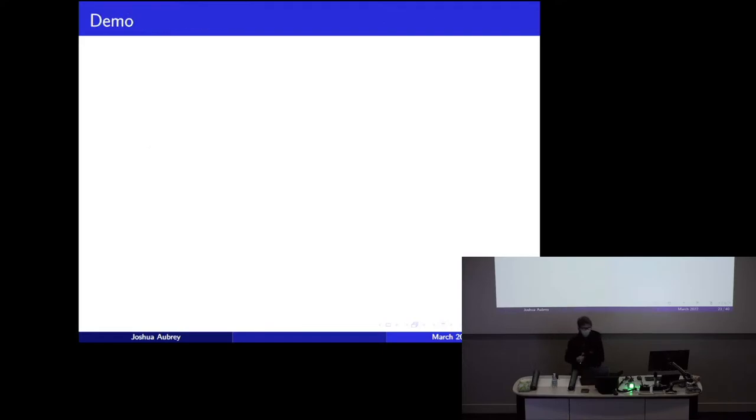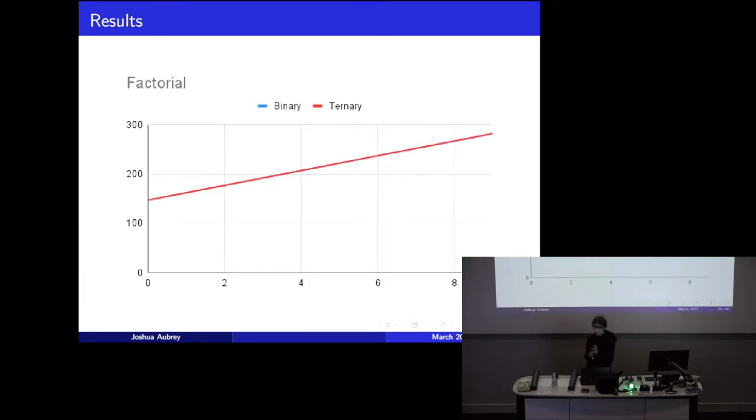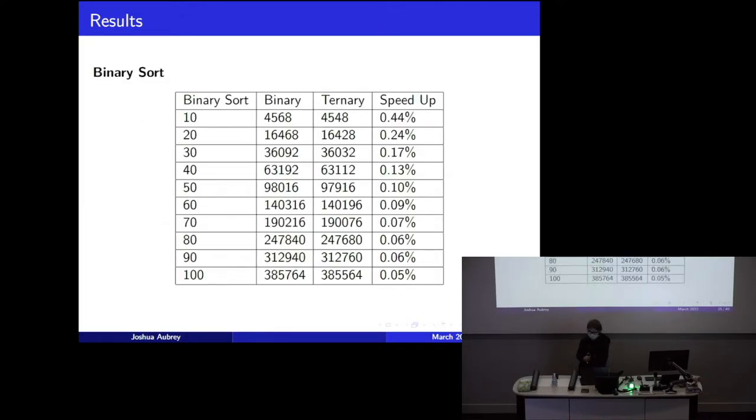There was a demo, but again, it's just me running a command to run all the tests, and then you get the results at the end. So I'll just show you the results. We have our factorial program that we showed, and as you can see, there was no speedup at all. Fantastic. But the reason is that ternary would have a speedup because it requires fewer memory accesses, and the factorial program is so small that the number of memory accesses is literally identical. So it's fine.